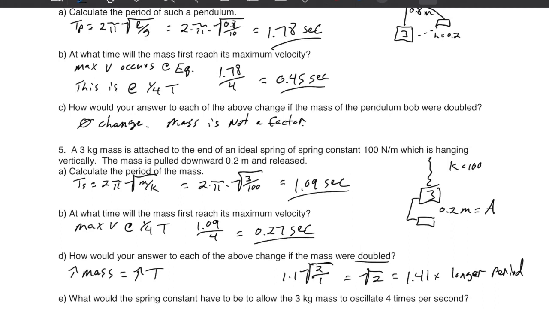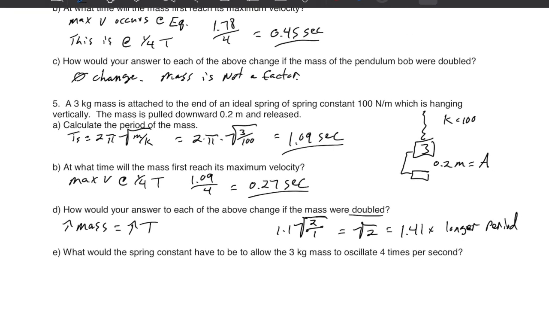What would the spring constant have to be to allow the 3 kilogram mass to oscillate 4 times per second? 4 times per second is a frequency, because frequency tells us how many times the oscillation can occur every second. We'll need the inverse of the frequency, the period, to calculate this problem. So if you can do it 4 times in a second, how long does it take to do it once? Well, it'd be the inverse of 4, which would be 1 over 4, or 1/4, 0.25.